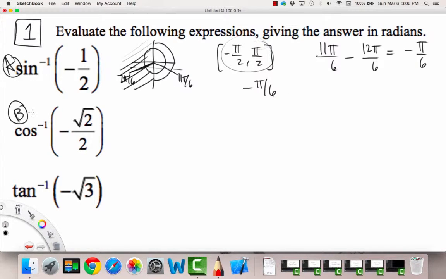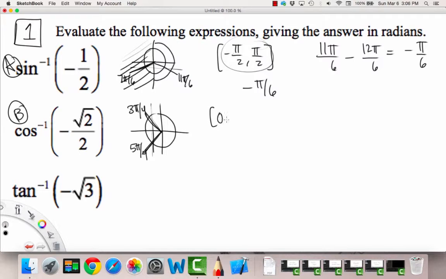Part B is cosine inverse, or inverse cosine, of negative radical 2/2. So again, let's look at our unit circle. Negative radical 2/2 for cosine, so what angle makes this right there? That's either going to be 3 pi over 4 or 5 pi over 4 in order to get a negative x value for our cosine.